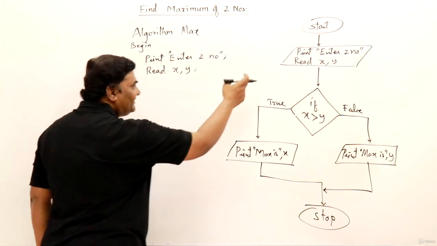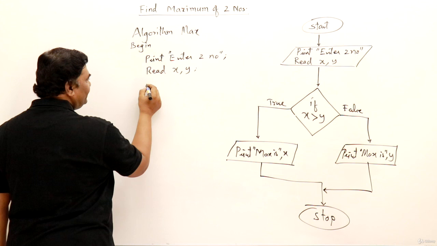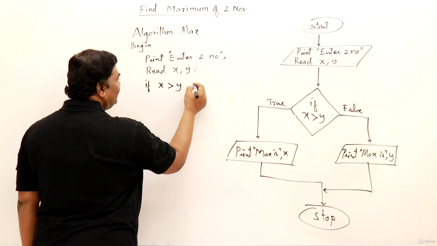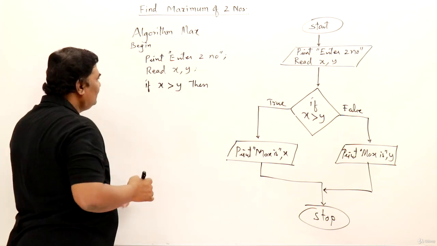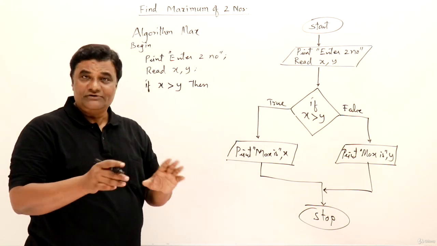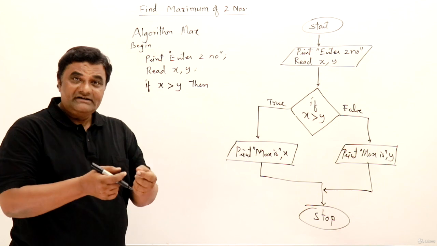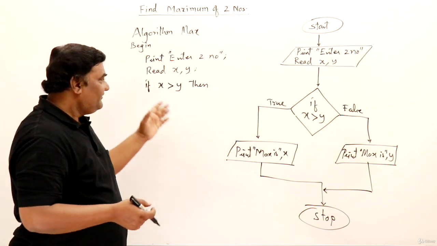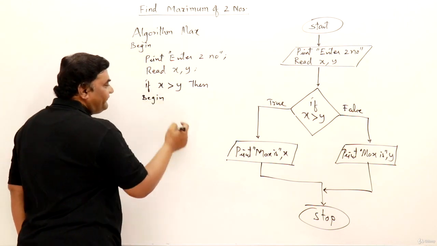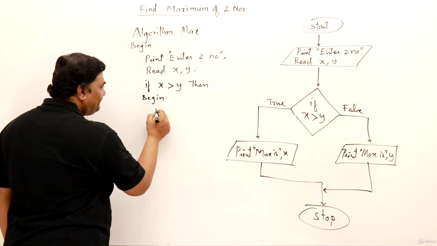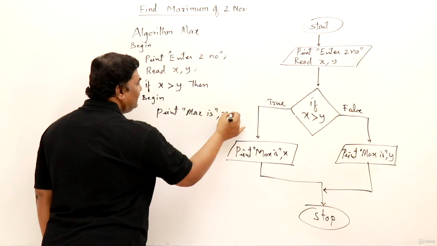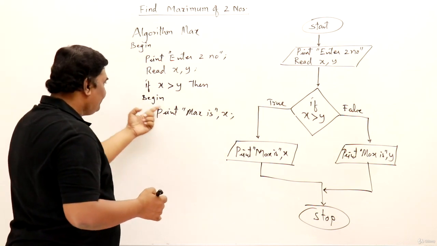Then afterwards, after this, if is there. So watch this carefully. If x is greater than y, then if x is greater than y as it is I have written, then I have written then also. So it's a choice. If you don't want to write then, you can skip it also. But it looks like a English statement. If x is greater than y, then begin. So what is there inside if? We have to print this one. So print max is x. That's it. So this is end of if block.